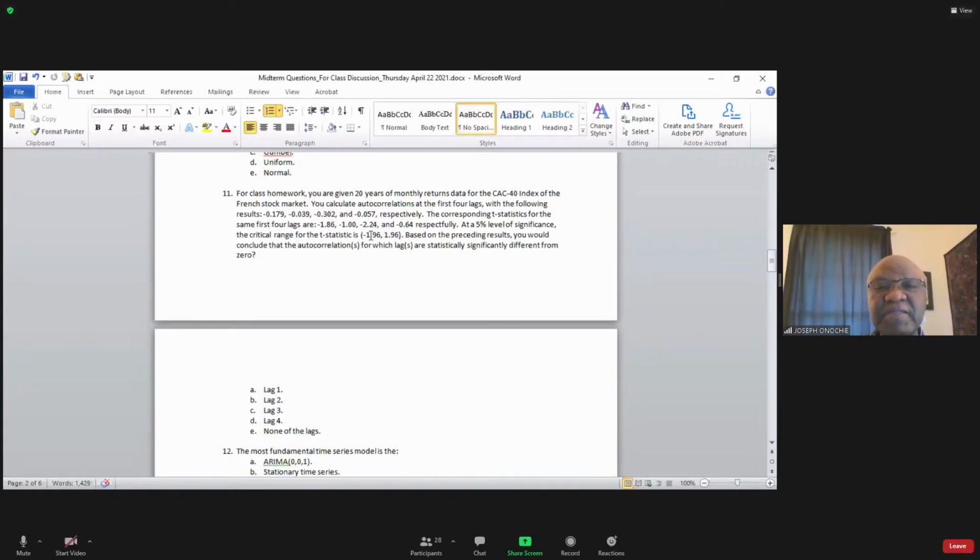Because look, the critical t is negative 1.96 to positive 1.96. But for lag 3, this is negative 2.24. So it is way to the left of the critical region, yes? It is outside the 1.96 boundary, exactly. Thank you, Andrew. That's a more formal way to say it. Because it is outside, we reject the null, and therefore for lag 3, it is significantly different from 0. Because this is the t-test for the individual coefficients, so you have to consider each one. Lag 3 falls outside of this region, so we reject the null. So it's lag 3. All right.